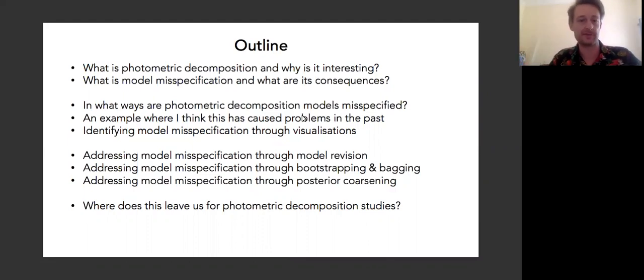So I'm going to begin with an introduction to photometric decomposition and model misspecification. Then I'll move on to some specific examples from the photometric decomposition literature of ways that it seems the models might be misspecified, and a particular example which I worked on from a Nature Astronomy paper, and then a Matters Arising, looking at a case where I think this issue has caused problems in the past. And then finally, I'll go on to look at those methods from the applied statistics literature for dealing with misspecification and model building. And then finally, the comments of where I think this leaves us for photometric decomposition studies.